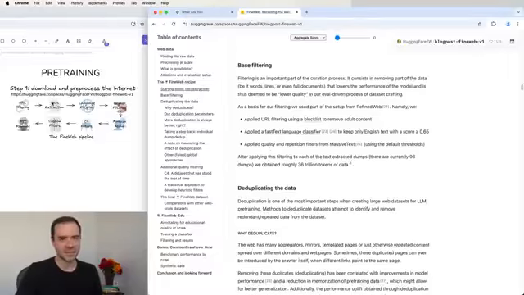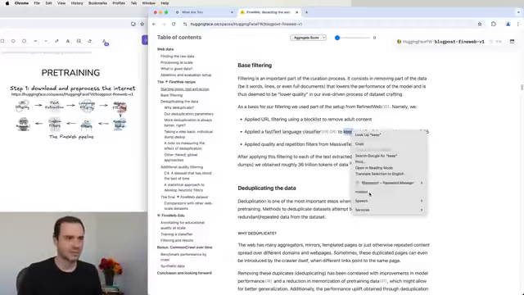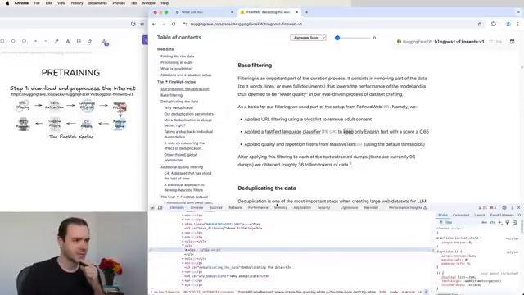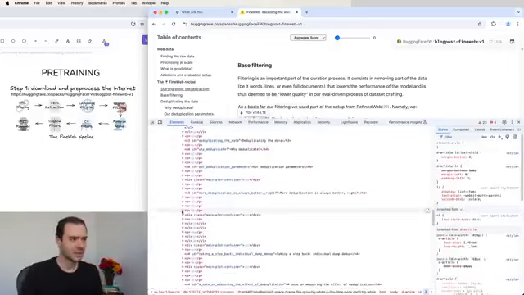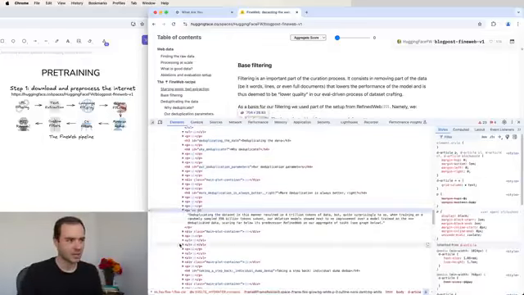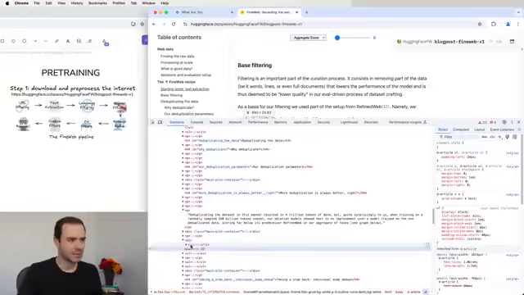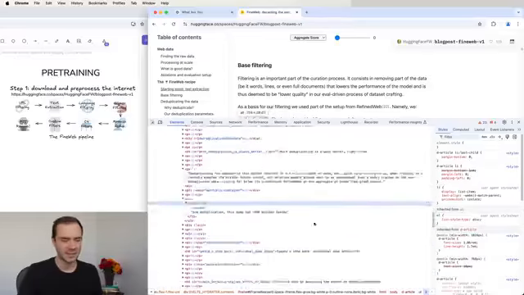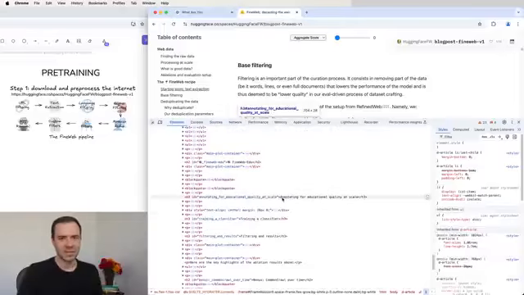The second part is text extraction. You have to remember that all of these web pages, this is the raw HTML of these web pages that are being saved by these crawlers. So when I go to inspect here, this is what the raw HTML actually looks like. You'll notice that it's got all this markup, like lists and stuff like that, and there's CSS and all this kind of stuff. So this is computer code almost for these web pages.